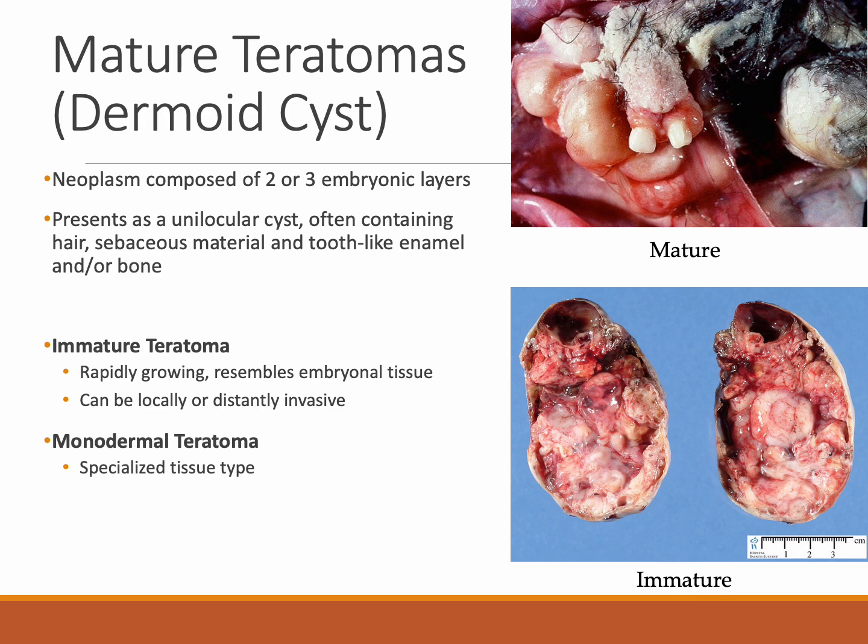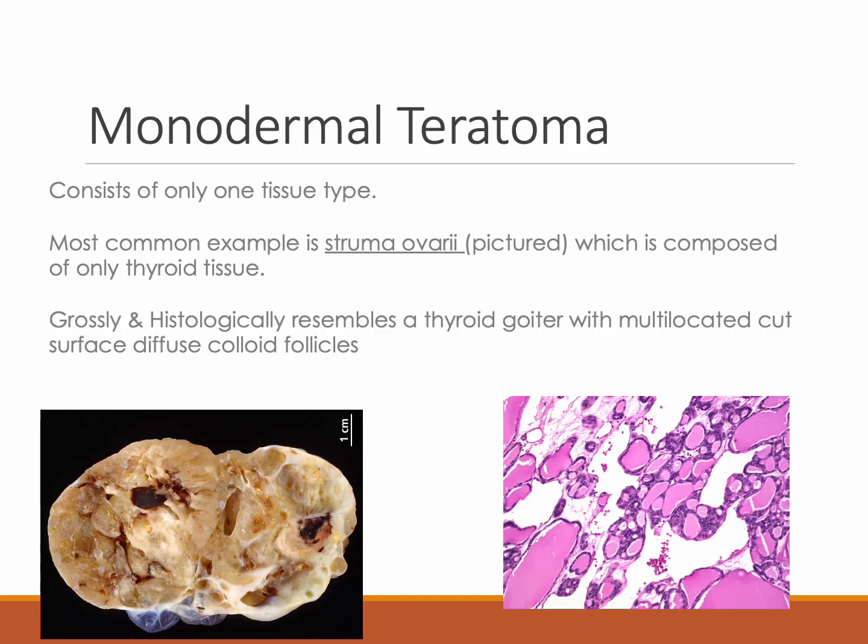And then monodermals are associated with a very specific tissue type. So instead of having 2 to 3 embryonic germ layers, this tends to be just one germ layer or one cell type, and the most common one is thyroid. Here's an example of a monodermal teratoma, which is called struma ovariae. This is the most common one we see in the ovary, and this is just thyroid tissue.